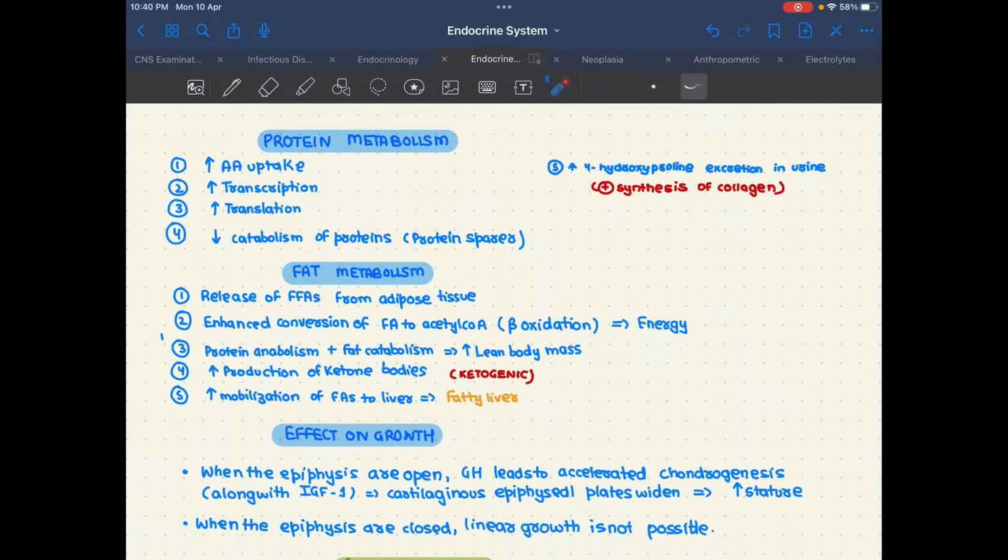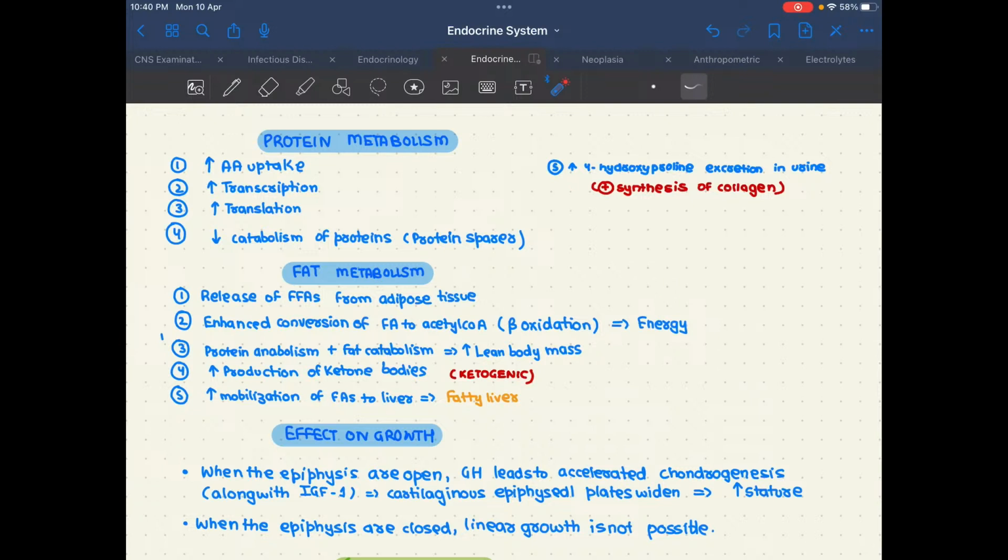Next thing, protein metabolism. Just remember, it is not a catabolic protein, it's an anabolic protein. It's going to build up your protein. Lean body mass को increase करता है. So what do I mean by lean body mass? मतलब fat कम, protein ज़्यादा. अभी यही हम follow करेंगे. तो amino acid uptake is going to increase. Transcription translation is going to increase, as well as it's going to decrease the catabolism of protein. मतलब ये protein sparer effect है.